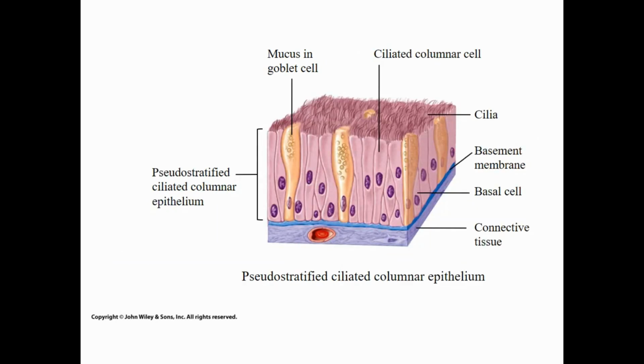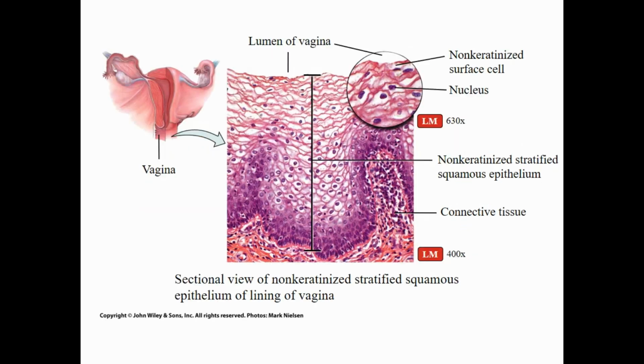And then here's the artistic version. Again, we see the cilia, we see the goblet cells. Some of the cells appear to not touch the bottom and the top, or basement and apical surfaces, but they do. It's just they have a weird shape. So this, again, would be pseudostratified ciliated columnar epithelium.